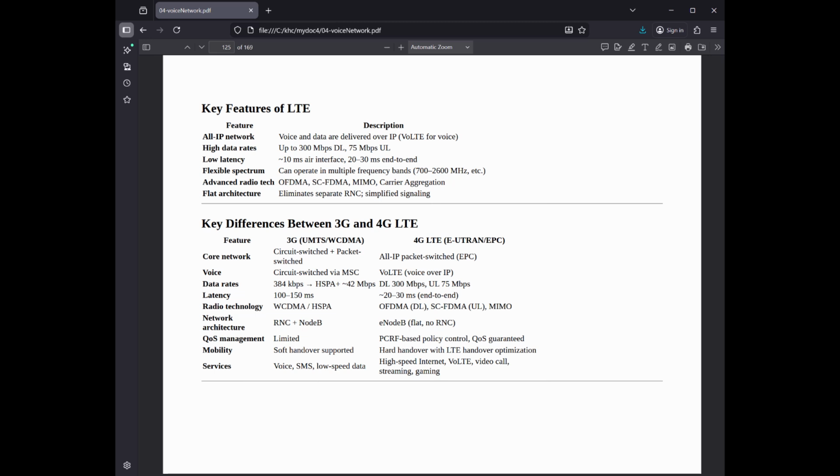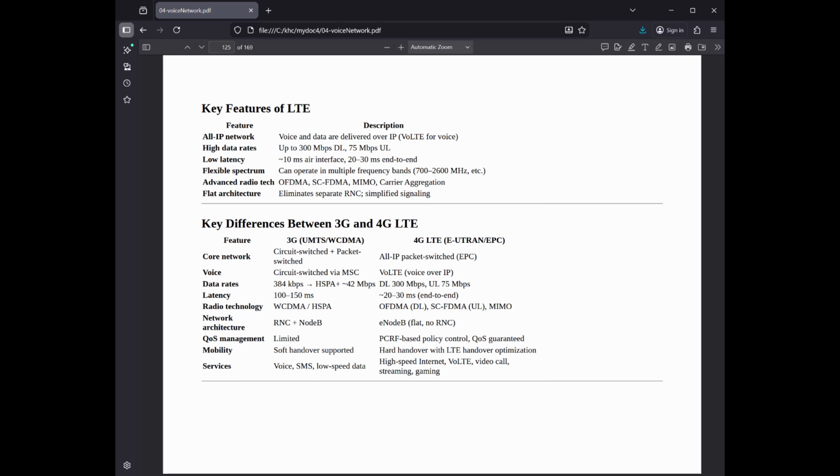Advanced radio tech: OFDMA, SC-FDMA, MIMO, carrier aggregation. Flat architecture eliminates the separate RNC, with simplified signaling. Key differences between 3G and 4G LTE: 3G uses UMTS/WCDMA, 4G LTE uses E-UTRAN/EPC. 3G has a circuit-switched plus packet core network, while 4G is all IP packet-switched, EPC. Voice in 3G is circuit-switched via the MSC, while LTE uses VoLTE, voice over IP. Data rates go from 384 kbps to HSPA+ at 42 Mbps on 3G, and up to 300 Mbps downlink and 75 Mbps uplink on LTE. Latency drops from 100 to 150 milliseconds to 20 to 30 ms end-to-end. Radio technology is WCDMA/HSPA versus OFDMA on the downlink and SC-FDMA on the uplink.